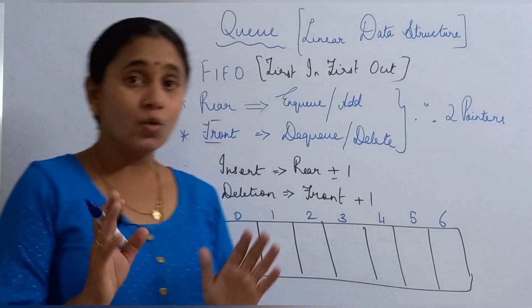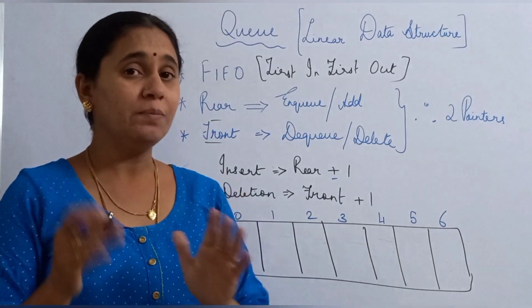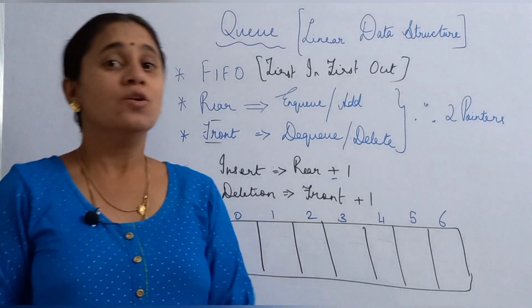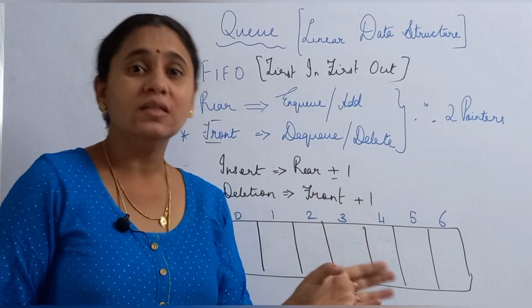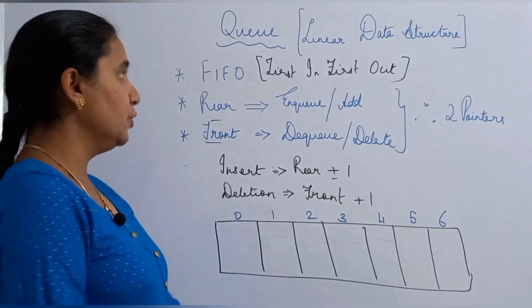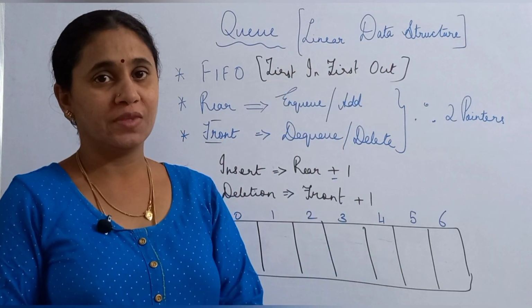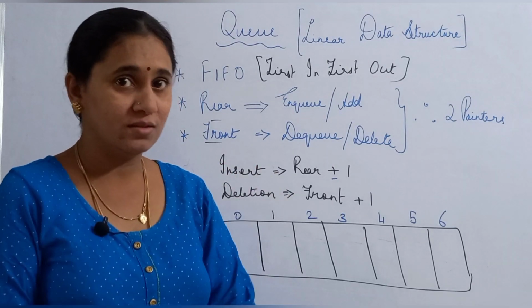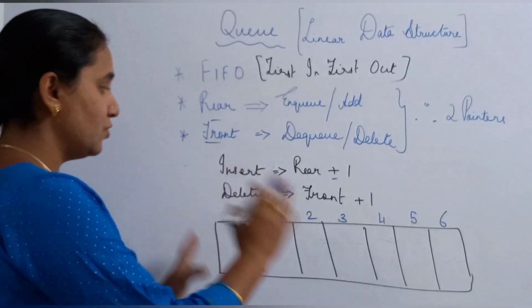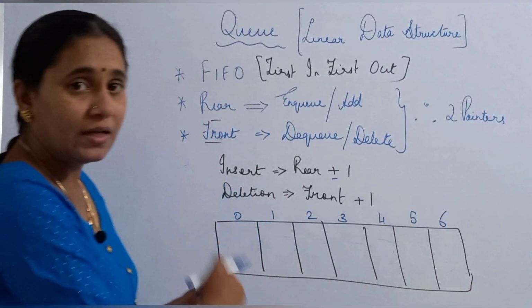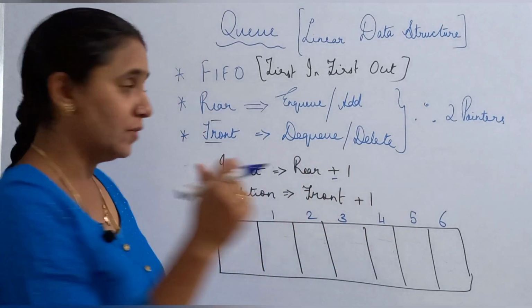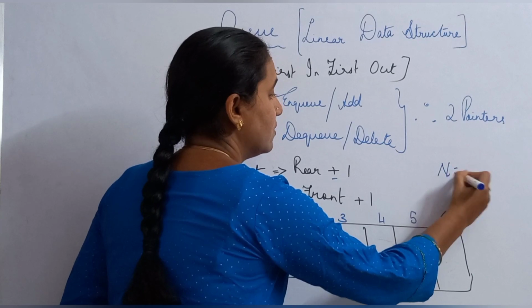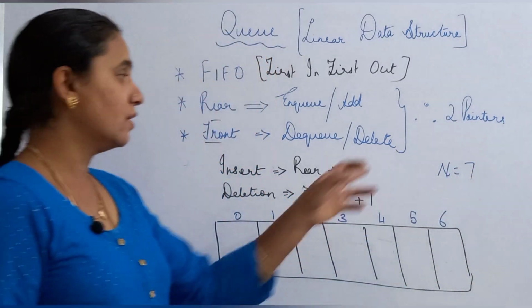Okay, so for example, let me take an array data structure. In this array structure, I am going to insert and delete elements by using the queue concept. Okay, so shall we start? Right. So initially if you see, the size of the array data structure is 1, 2, 3, 4, 5, 6 and 7. So the size of the array is 7.